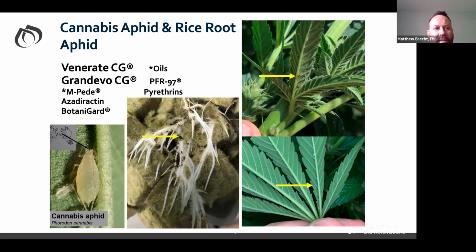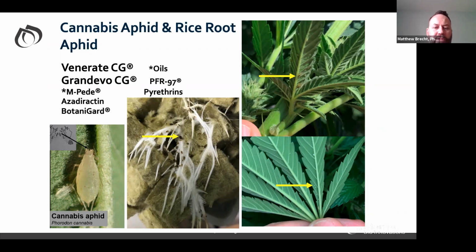You can add it into your fertilizer, and then do an application. My favorite combination right now is Venerate CG plus PFR 97 as a root drench. The way the Venerate works, it breaks down the exoskeleton, and then the PFR 97 allows for more biologicals to get inside those insects to do their killing. So that's how I like to use it for root aphids.